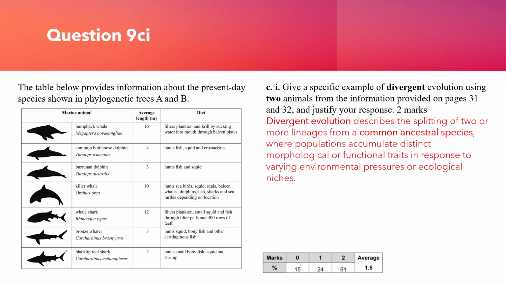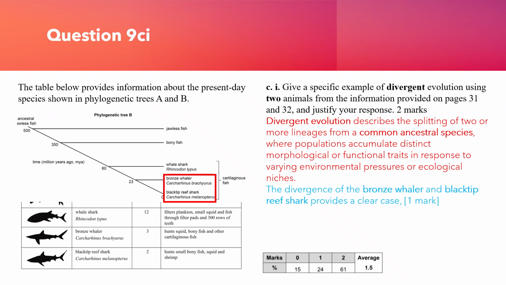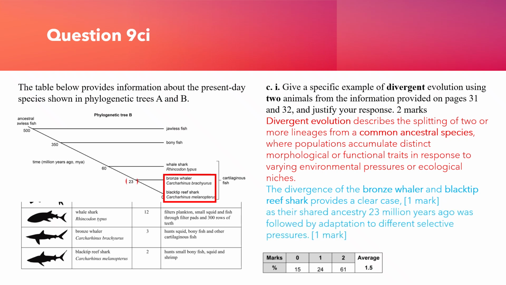Divergent evolution describes the splitting of 2 or more lineages from a common ancestral species, where populations accumulate distinct morphological or functional traits in response to varying environmental pressures, or ecological niches. The divergence of the bronze whaler and blacktip reef shark provides a clear case, as their shared ancestry 23 million years ago was followed by adaptation to different selective pressures.